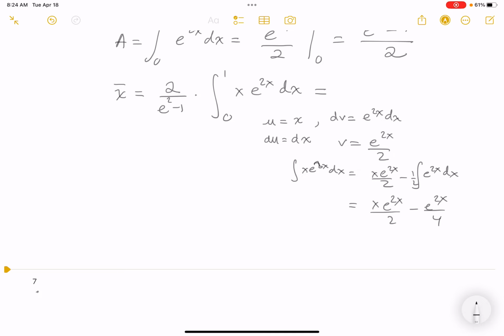Now I got to write this down now. What do you get over here? 2 over e squared minus 1 times, well, I got to evaluate this now. So it's x e to the 2x over 2 minus e to the 2x over 4.